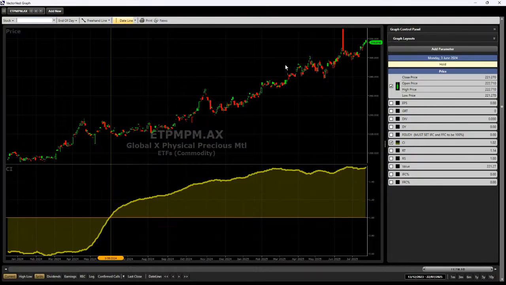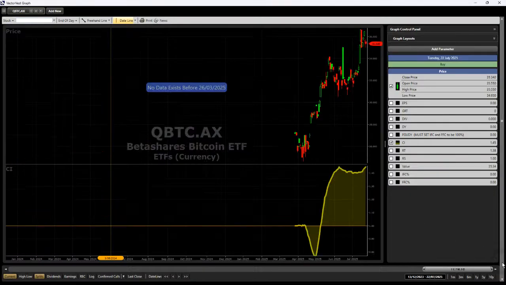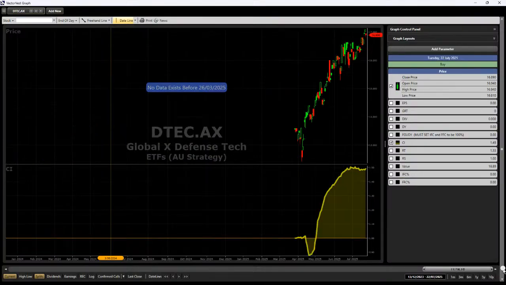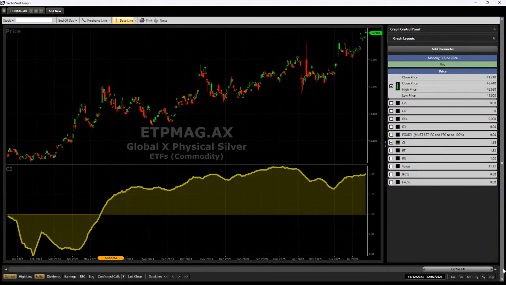ETPMP. What a complex ticker code, that one. Global X Physical Precious Metals it tracks, it looks like. All right, so let's see. Can we get one more? There's another gold one. We probably don't need another gold one. We've already got a precious metals. Let's see if we've got anything else. Oh, there's a silver one.